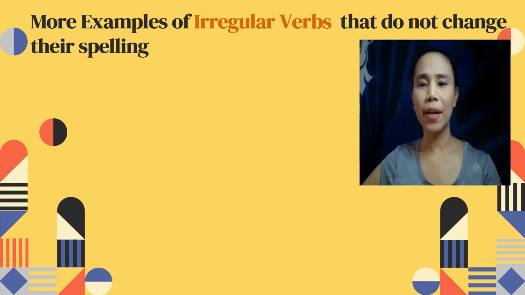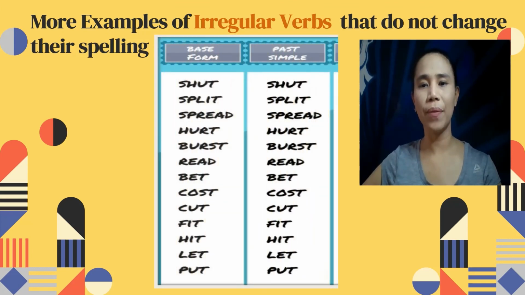For your reference, you can have this list of irregular verbs that do not change their spelling. So you can always get back to this video to check and take a look. So it includes shot, split, spread, hurt, burst, read, bet, cost, cut, fit, hit, let, and put.